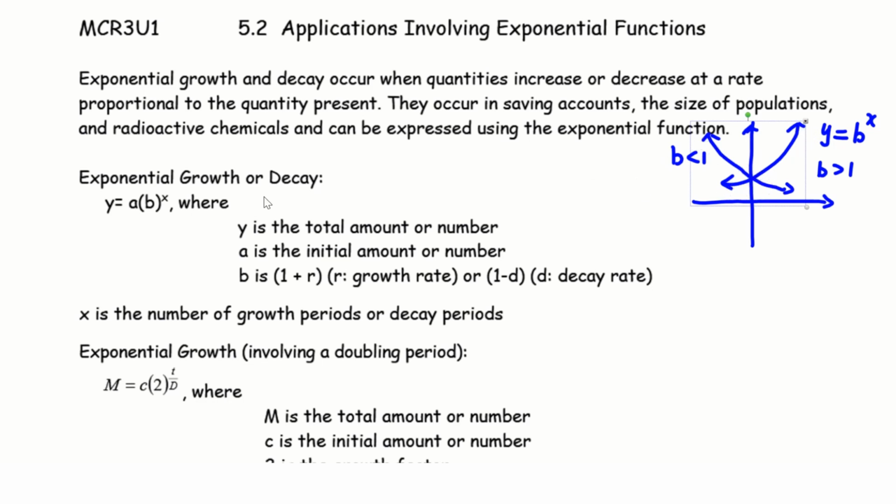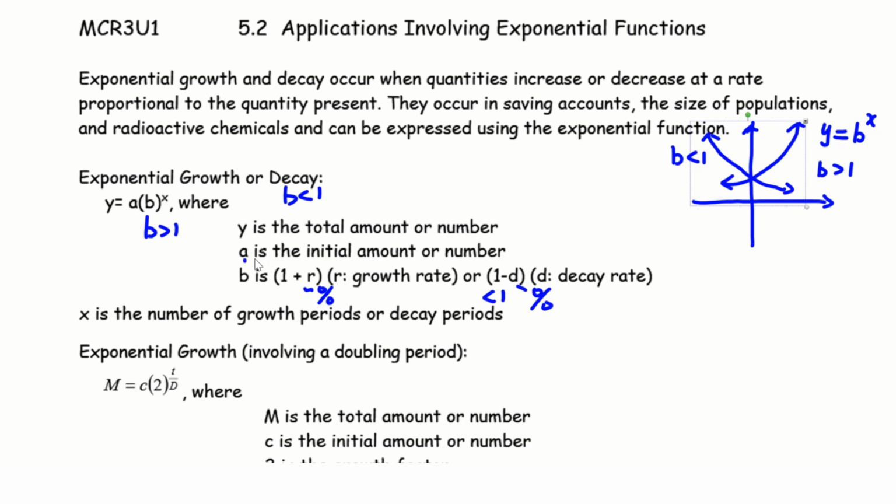If it's growing, we call it exponential growth, and it applies when b is greater than 1. And if b is less than 1, then it will be exponential decay. When greater than 1, we could write it as 1 plus a growth rate in percentage. If it's less than 1, then we could write it as 1 minus a percentage. We call that percentage the decay rate.